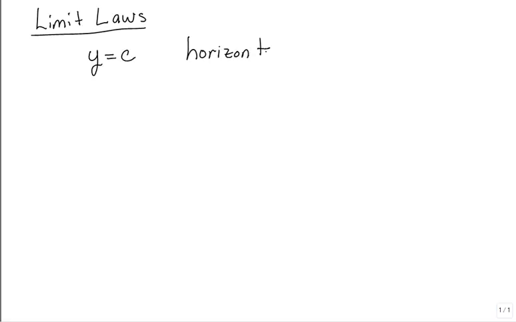Let's look at some of the limit laws. First, let's start with a constant. Y equals C, where C is a constant. This is the horizontal line. If you sketch this, let's say C is here.